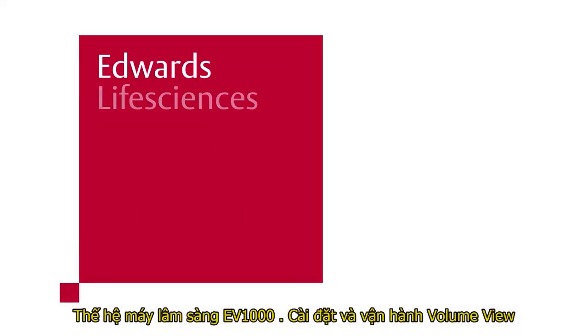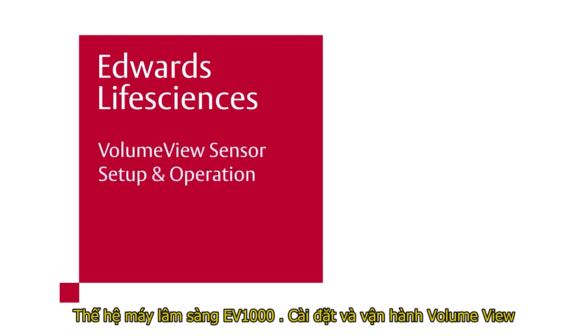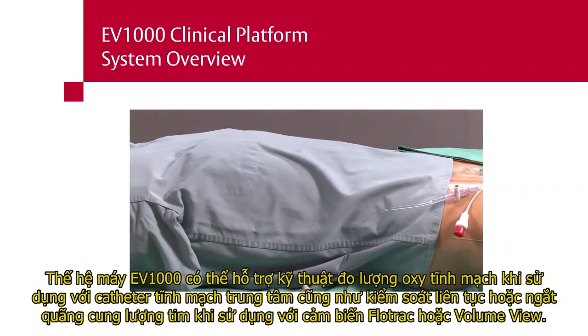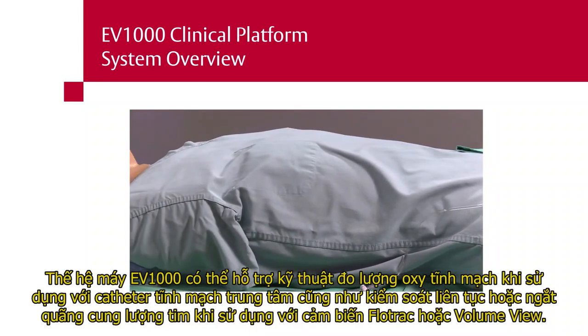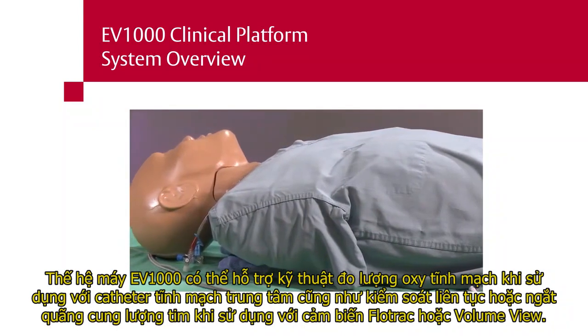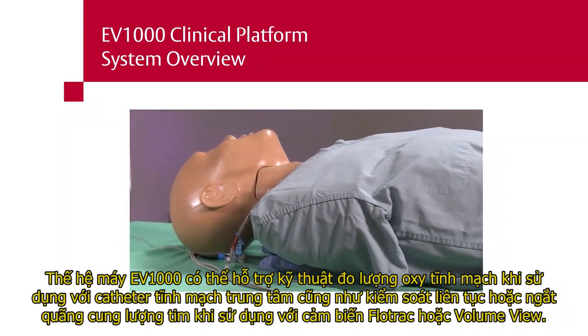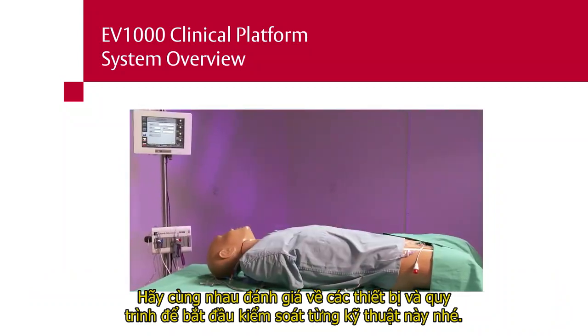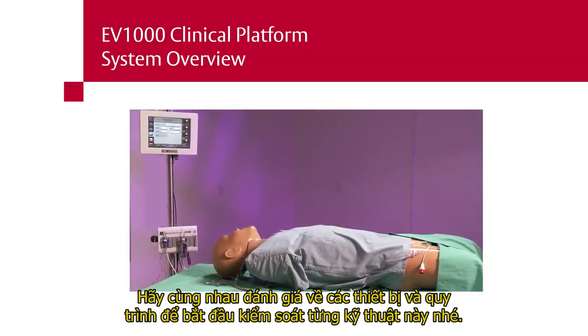The EV1000 Clinical Platform, VolumeView Setup and Operation. The EV1000 platform can support Edwards venous oximetry technology when used with the Edwards oximetry central venous catheter, as well as continuous or intermittent cardiac output monitoring when used with the FlowTrack or VolumeView sensors. Let's review the equipment and procedures to initiate monitoring for each of the above technologies.